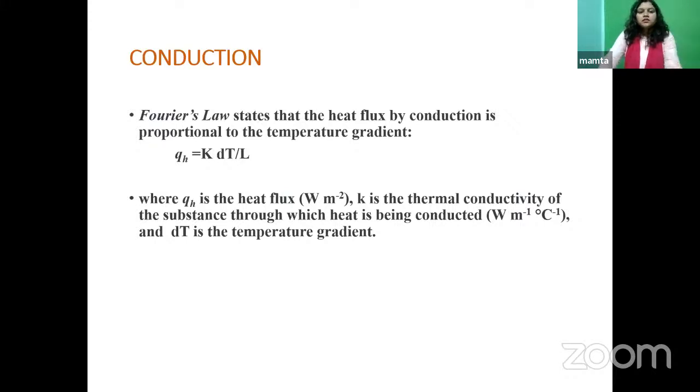In 12th physics, you would have studied those things. K is the property of the objects. Wood is a bad conductor, so it has a very low K value. But metals have a higher K value, meaning higher conductivity, and that is why they can conduct heat.